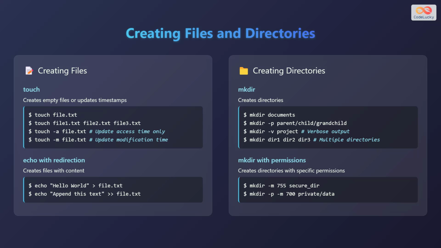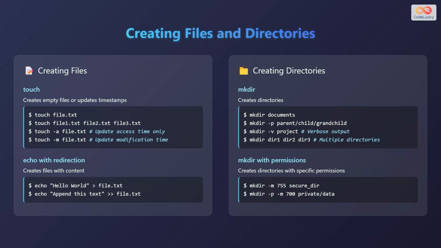Moving on to creating directories. The mkdir command creates directories. For example, mkdir documents creates a directory named documents. To create parent directories if they don't exist, use the -p flag. For example, mkdir -p parent/child/grandchild. The -v flag provides verbose output, showing each directory created.